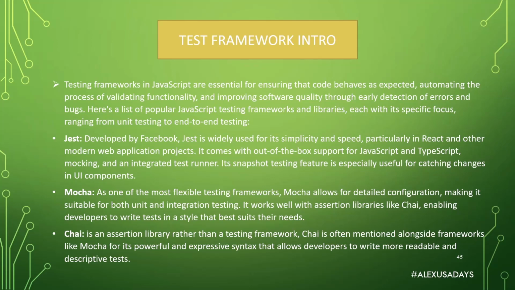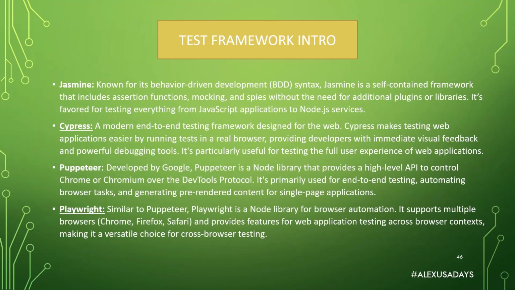So Chai is an assertion library rather than a testing framework. Chai is often mentioned alongside frameworks like Mocha for its powerful and expressive syntax that allows developers to write more readable and descriptive tests. Next one is Jasmine. It is known for its behavior-driven development syntax. Jasmine is a self-contained framework that includes assertion functions, mocking, and spies without the need for additional plugins or libraries. It's a favorite for testing everything from JavaScript applications to Node.js services.